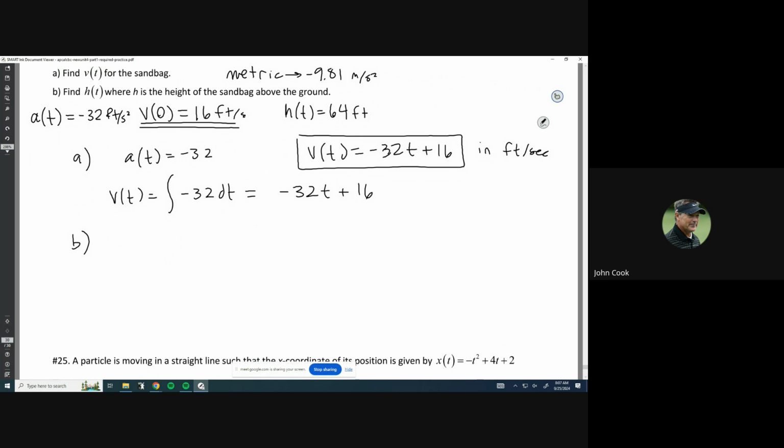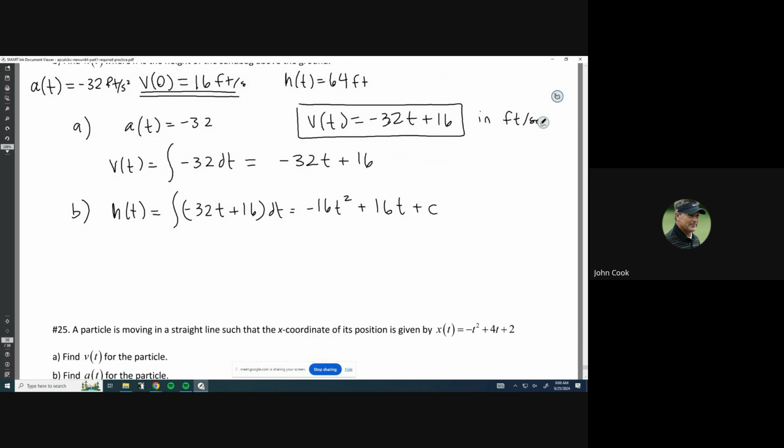All right, and then part B, find the height of the function. Well, the height in this case is going to be equal to the antiderivative of the velocity, because height is just position in a vertical sense. So we're using the function that we just got and taking its antiderivative. The one we just found, v of t is negative 32t plus 16 dt. For the antiderivative of that, we get negative 32 divided by 2 is 16, t to the second, plus 16t, and then plus some constant c.